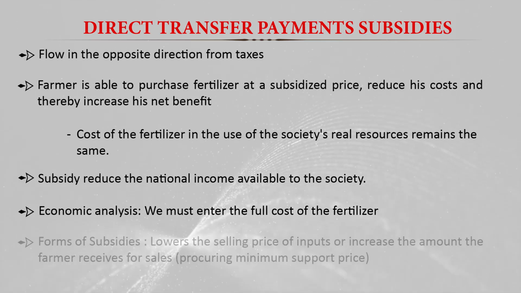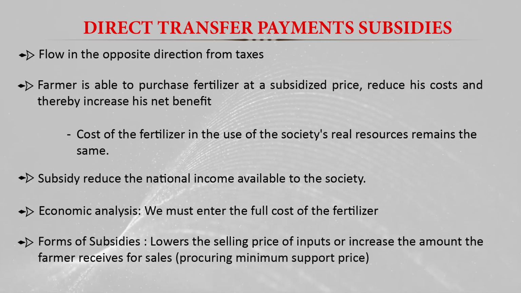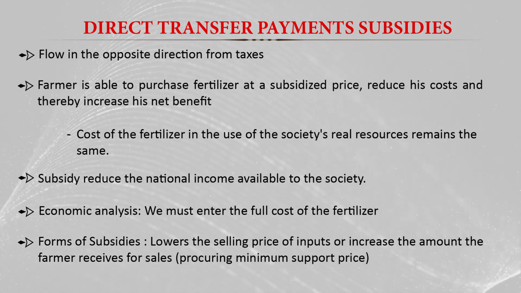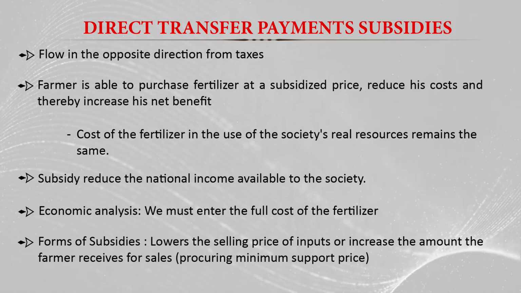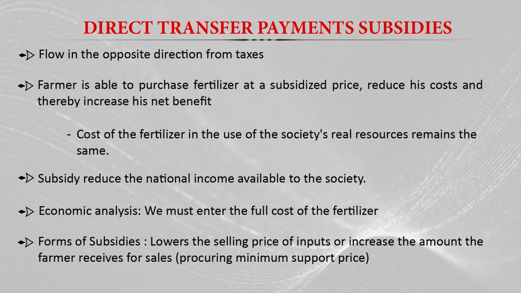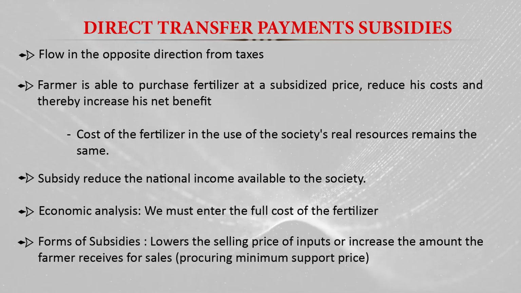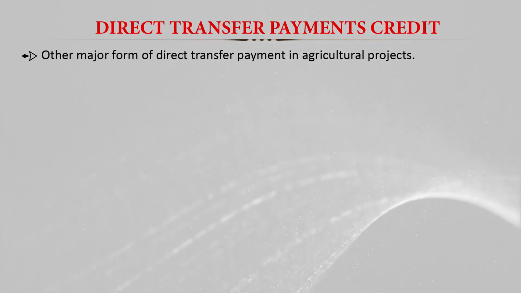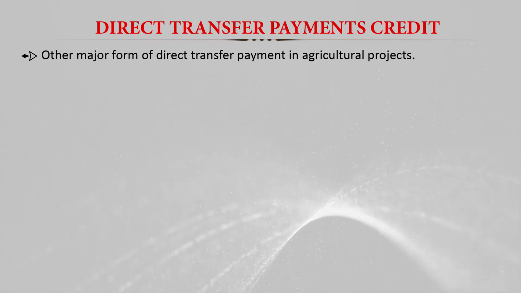So there are two forms of the subsidy. One is to lower the selling price of the input, and another is to increase the amount the farmers receive from sale, like providing minimum support prices to the farmers. Then credit is another example of the direct transfer payment. It is another major form of direct transfer payment in agriculture projects.